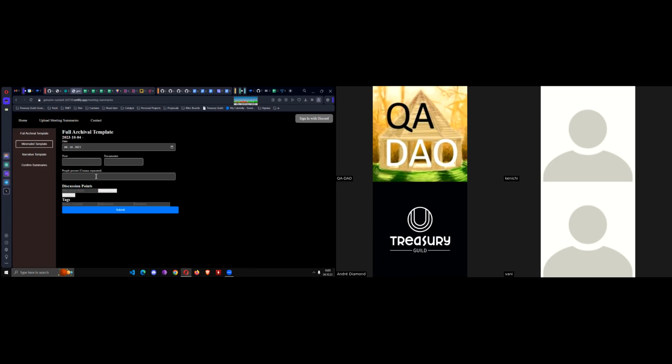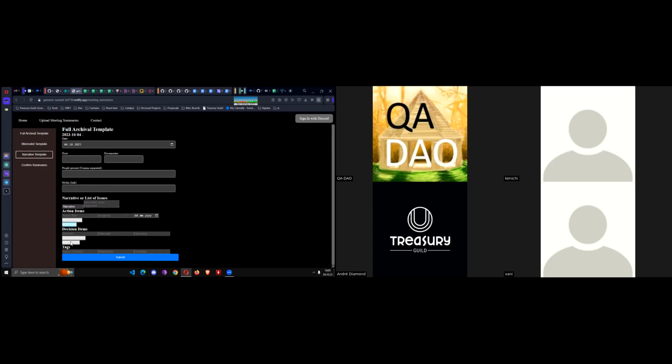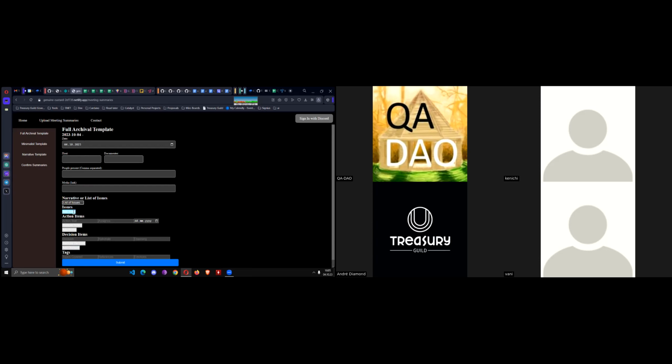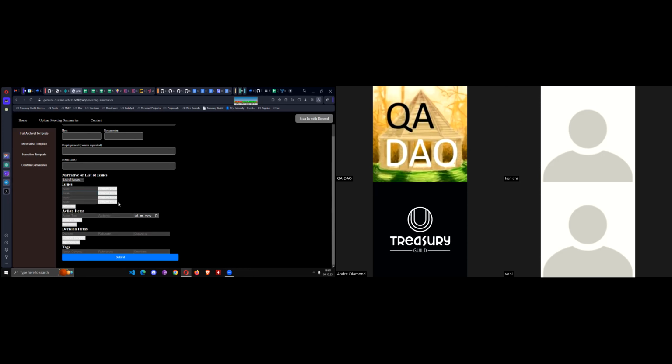Minimalist and narrative. You just have actions and decisions, and then you have the narrative. Here you can choose if you want a narrative or a list of issues. Then you can add issues. So a simpler version of the decision structure, I suppose. It's come from looking at how people do it. They write a narrative and then pull out action items and decision items at the end. So it's fitting with the way they work.